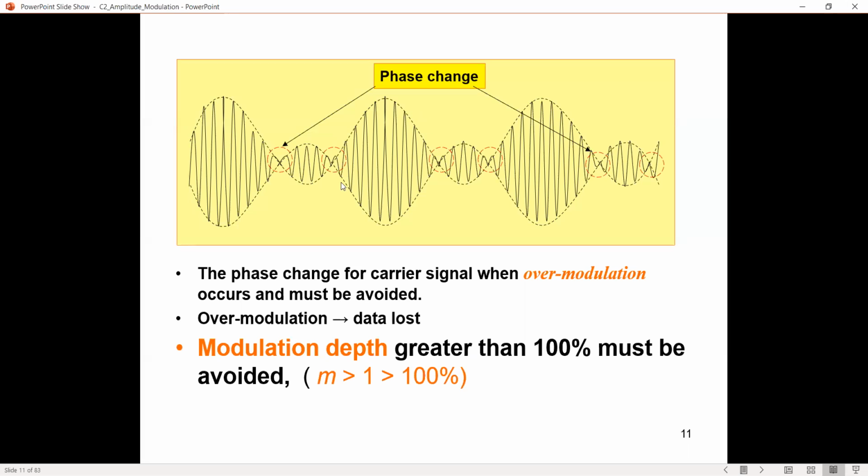The last condition is known as overmodulation. Overmodulation is something that we do not want, because it will cause loss of data. Normally we use an envelope detector to detect our full AM signal, and this envelope detector will take only one of the cycles, whether positive or negative cycles.